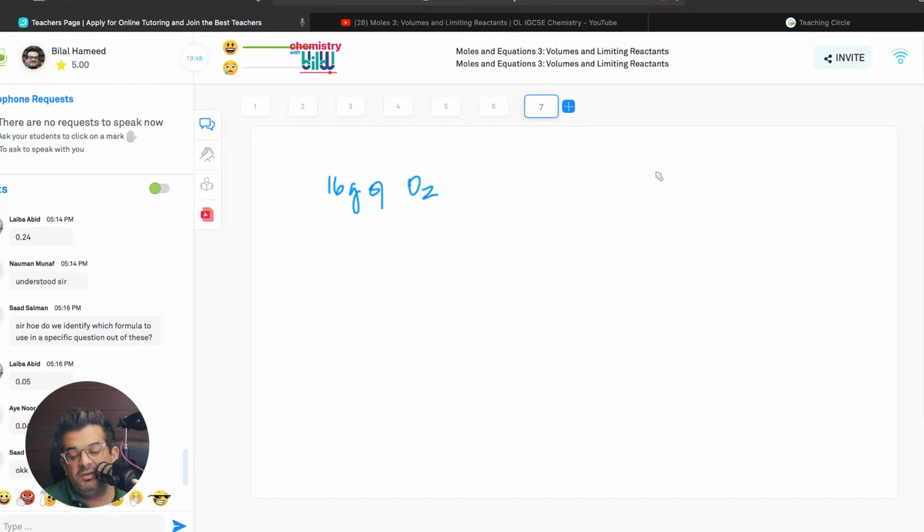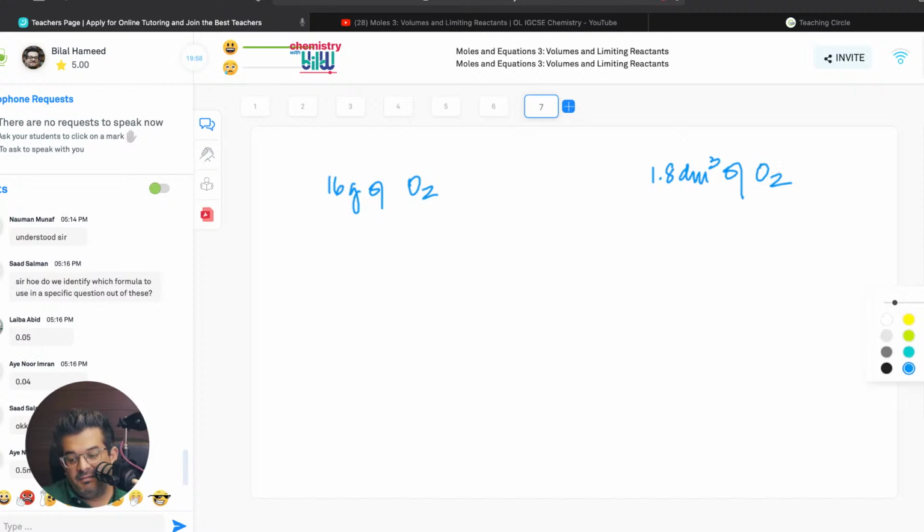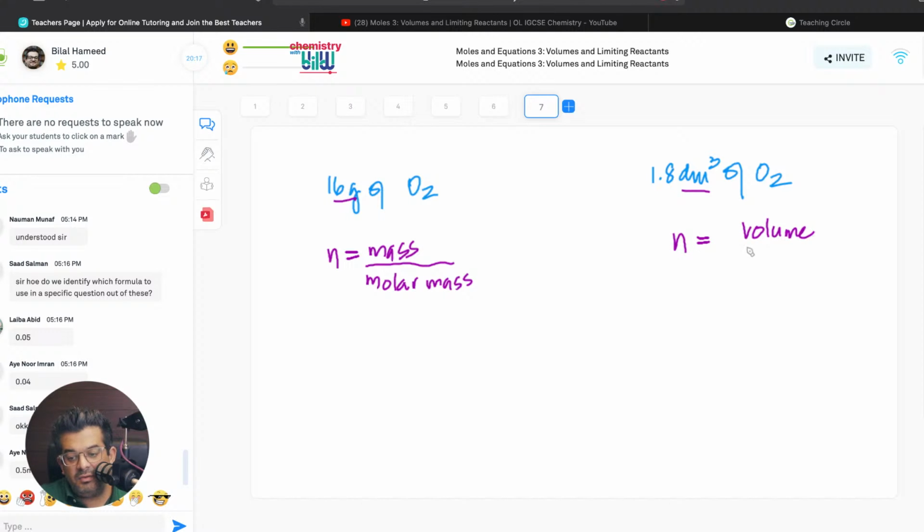And if I say, give me the moles of 1.8 dm cube of O2. Same gas. But what formula do you use where? If I see mass, you will use number of moles is mass over which one? Molar mass. If I use volume, then I use the formula number of moles is volume over 24 decimeter cube. Does that answer your question, Saad? It depends on the data in the question.